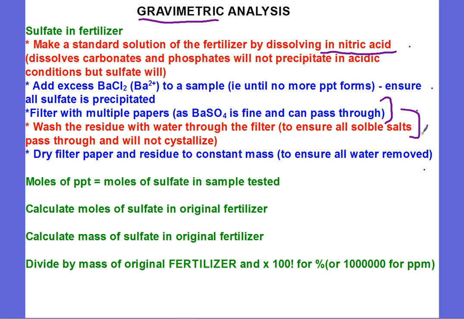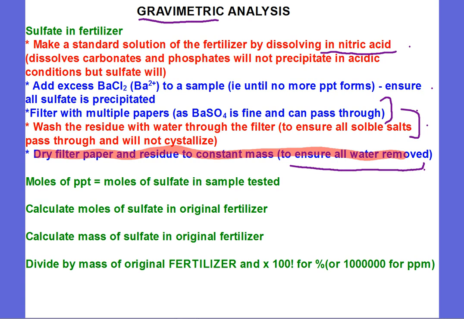The last thing we did, we dried the filter paper and residue to constant mass. So we kept on heating it, drying it, weighing it to make sure it got to constant mass. That's to ensure all water was removed. If we didn't remove all the water, well, that would have given us actually an overestimate rather than an underestimate, because that would have meant our precipitate weighed more. So that should actually be red. So I might highlight that in red so I don't forget that that should have been an overestimate rather than an underestimate.